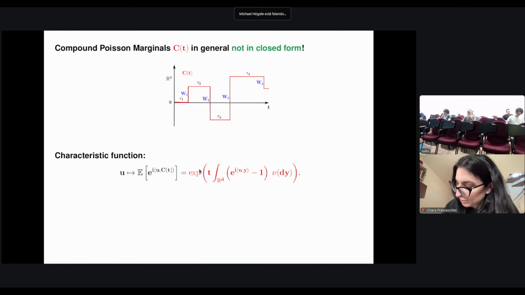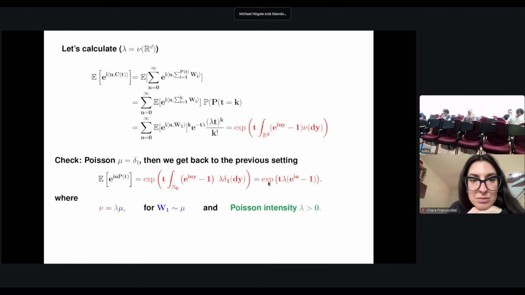You have e to the minus t. You have here the jump distribution, which is not normalized here. So you can also divide, if this is finite, divide by lambda of R^d, multiply with lambda of R^d, then you have just something which is some kind of expectation once again. And we can calculate this.